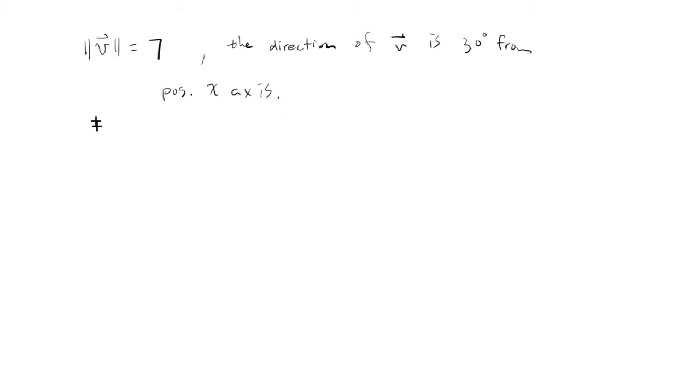Okay, sometimes you're given a vector and you're given a magnitude, and you might be given, like, the direction of v is 30 degrees from the positive x-axis. What is this vector?